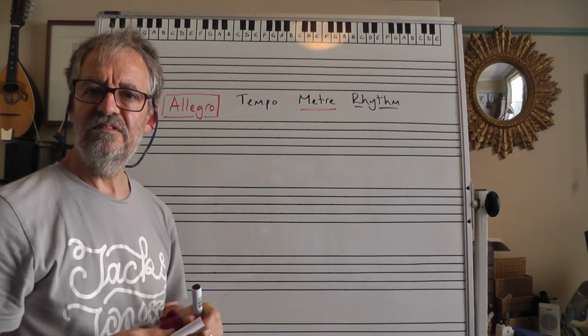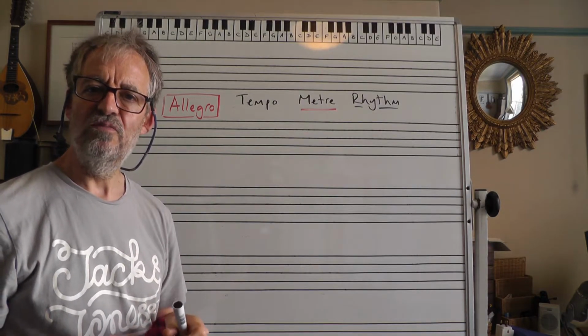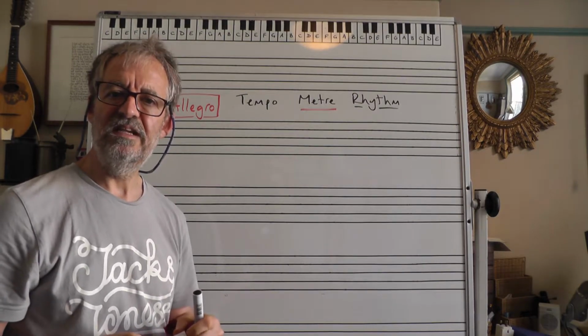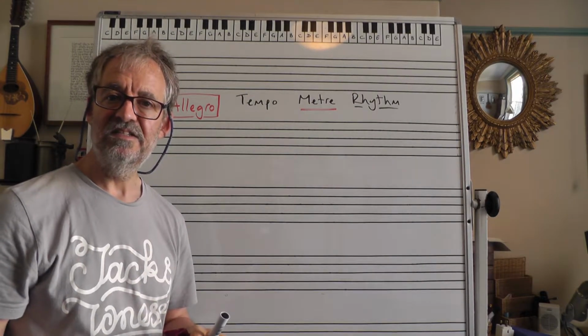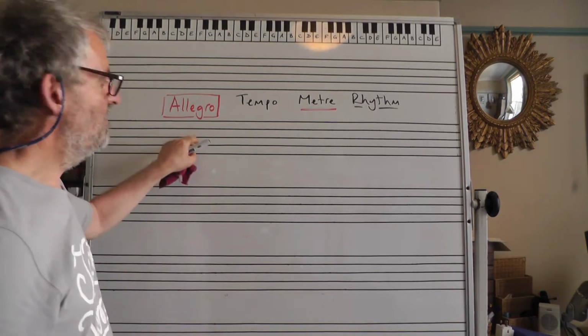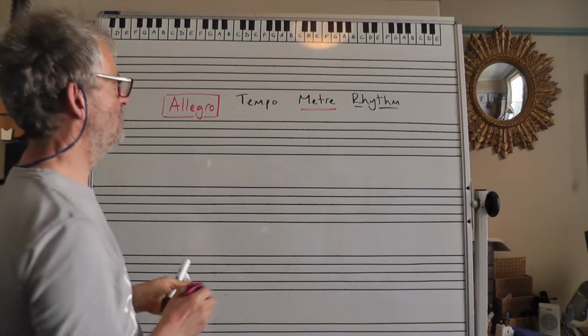Why doesn't allegro change? Why is it allegro for the whole piece? Is that not boring? No. Because in the Baroque period, we wanted to be sure of the mood of our piece, and one mood only per movement. Lots of unpicking. That's where you get your essay marks from.